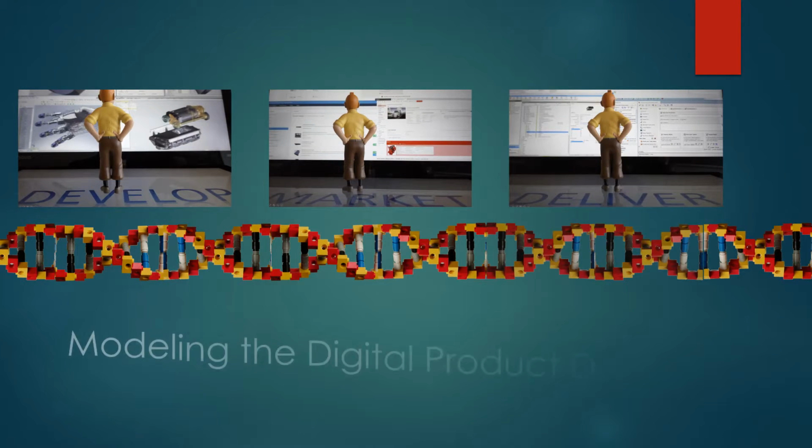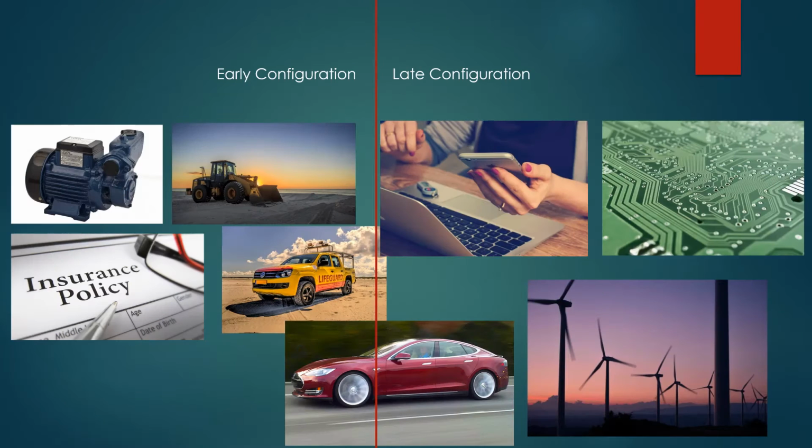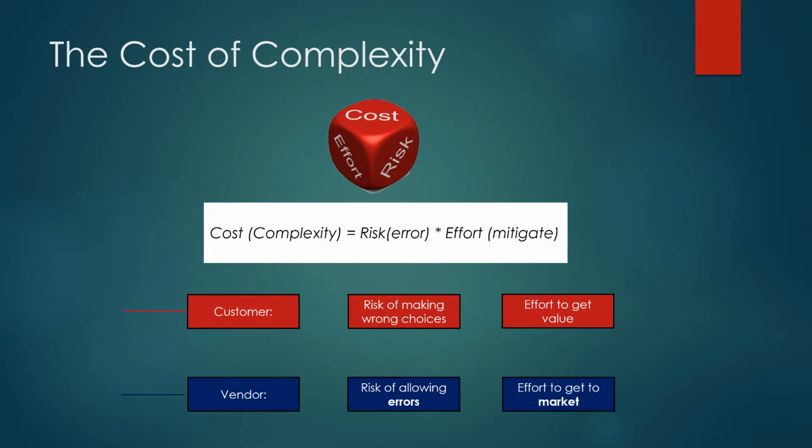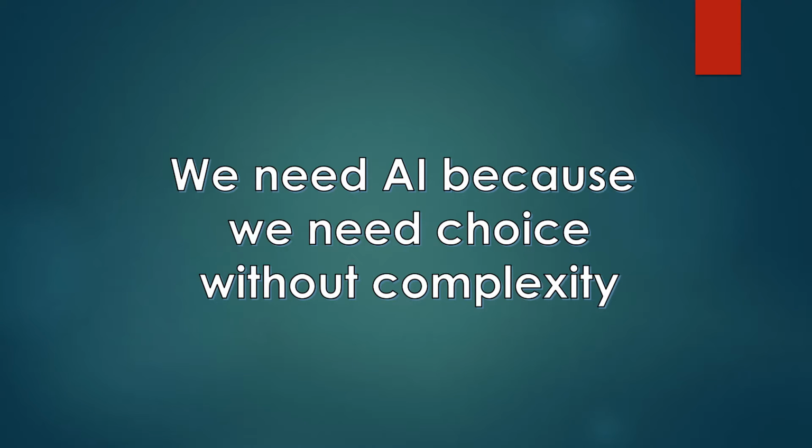Knowingly or not, we model our digital product DNA in all parts of the product lifecycle to help our products meet requirements in both early and late configuration. The complexity of configurable products poses a risk both to the buyer and the vendor, but also comes with the joy and possibilities of choice. And that's exactly why we need artificial intelligence. We want the joy of choice without the hassle of complexity.